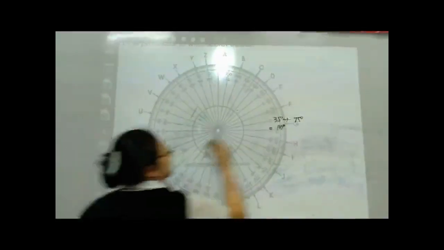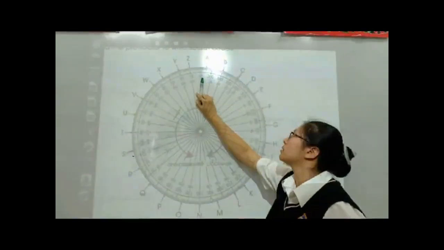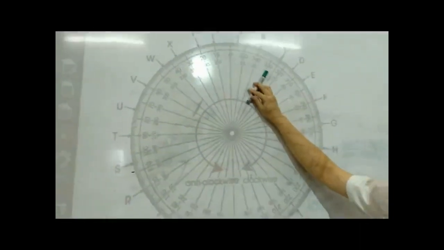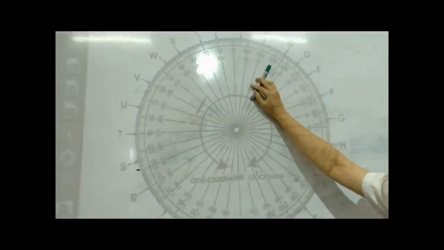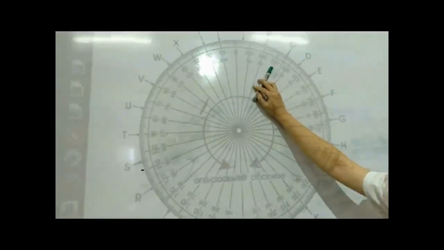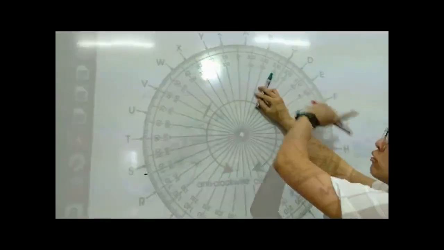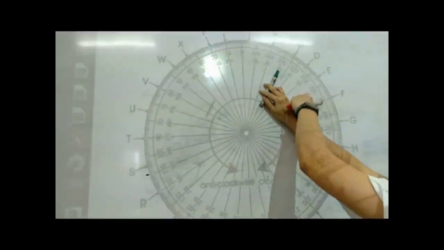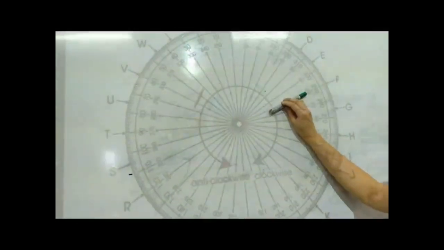I'll show you with the protractor here. My position is now 0. If I turn 30 degrees clockwise, and then another 40 degrees clockwise, I'm going 10, 20, 30, 40. So I will end here, at 70 degrees.